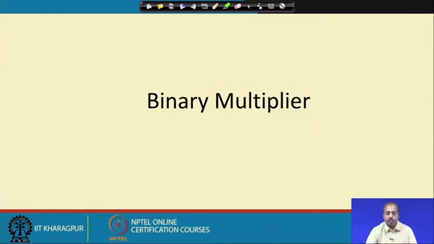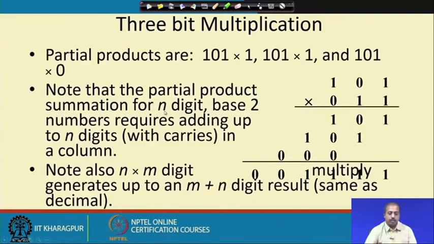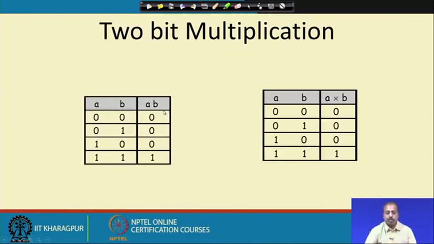Next we will look into the multiplier. Now, you see that if I have 2 bits A and B as input, then the multiplication gives 0 0 0 1. If you compare with the AND operation, you see that we are getting the same thing. So, this AND is some sort of 2 bit binary multiplication. So, 2 bit binary multiplication is the same as the AND of the 2 bits.